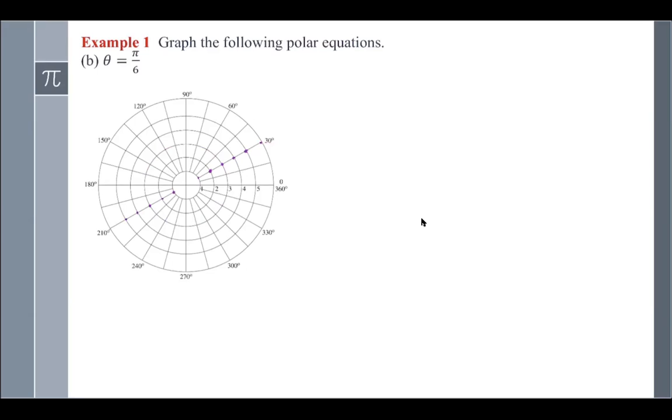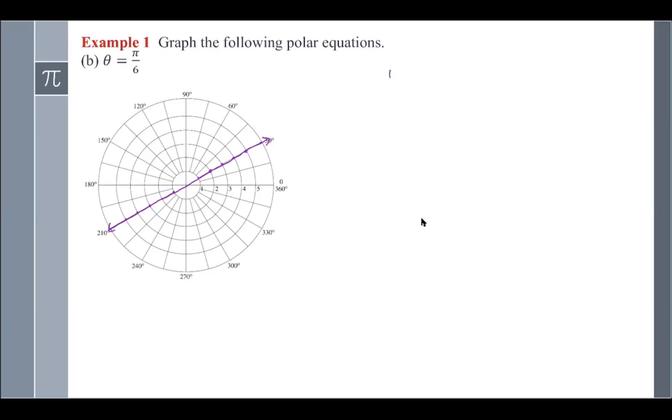So when we connect these points, this is just the graph of a straight line. That is the graph of this equation, theta equals pi over 6. Again, we can change this into a rectangular equation and then verify that it's a straight line.